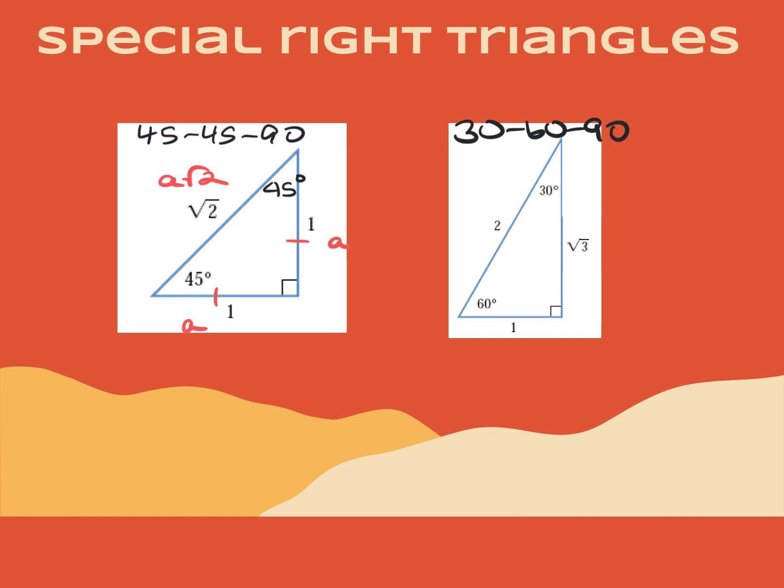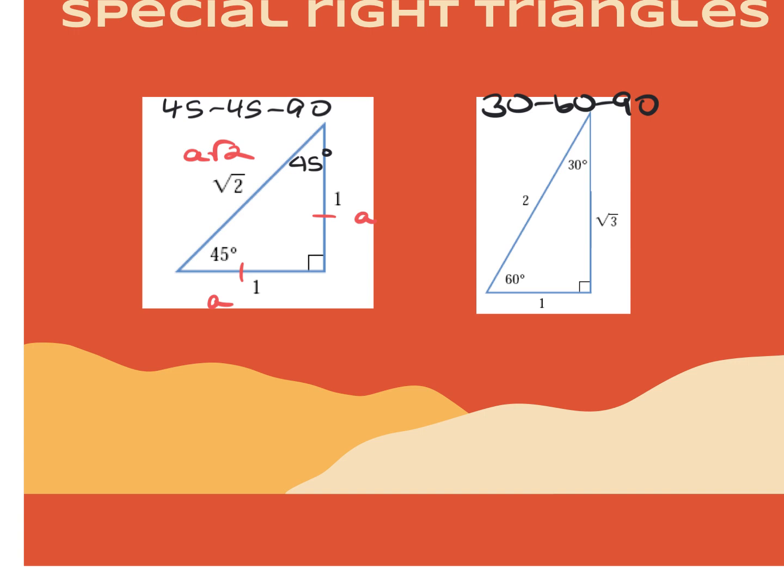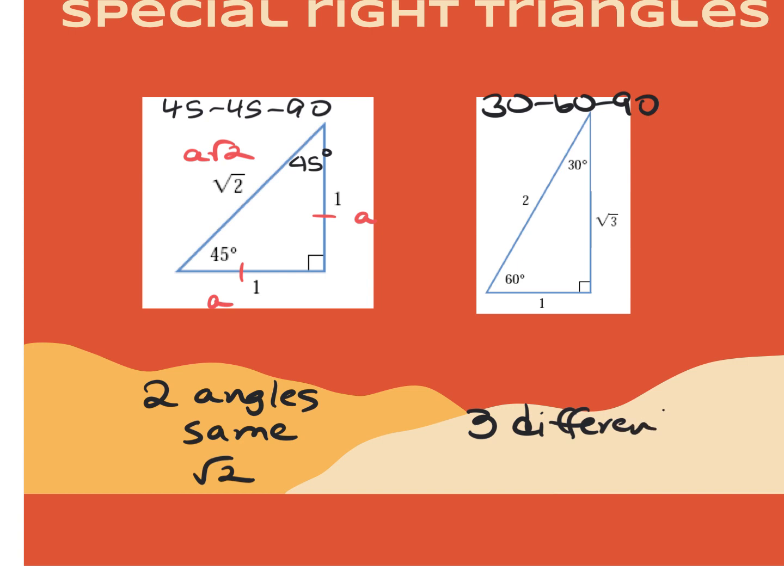Now one thing that helps me to remember which one gets the square root of 2 and which one gets the square root of 3: in my 45, 45, 90, I've got 2 angles that are the same. So since I have 2 angles the same, that's the one that'll have the square root of 2 in it. For the 30, 60, 90, this has 3 different angles, a 30, a 60, and a 90. So this is a clue for me that there'll be the square root of 3 in that one. So little tricks, whatever it'll take, but memorize what goes on each side of your triangles.